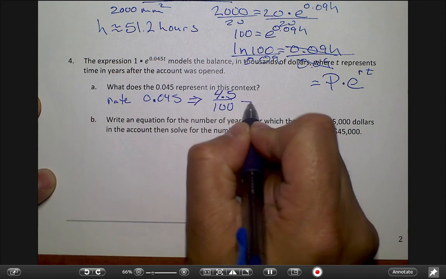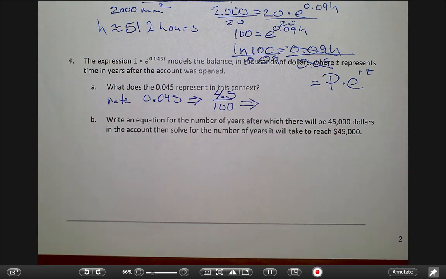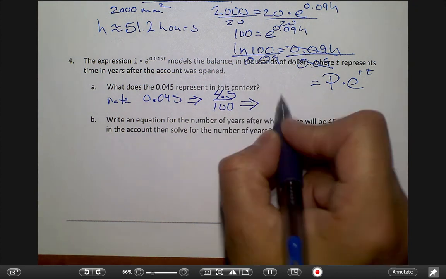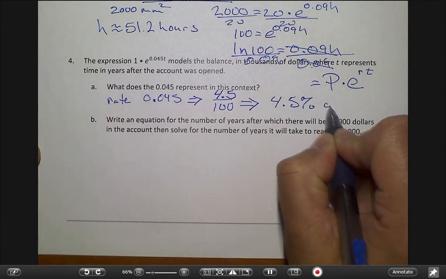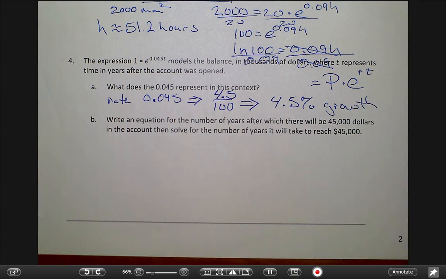Now, there's a reason why I do over 100 every time. Why do I do over 100 every time? I heard it. What'd you say? Percent, right? Do you guys remember the percent? The word percent means out of 100. The word percent means out of 100. So I would say that this is going to be 4.5% growth. Wow.